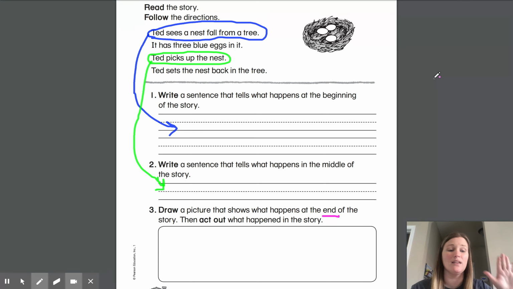So at the beginning, what happened first was Ted sees a nest fall from a tree. The middle of the story was that Ted picks up the nest. What happens last? You guys are looking for that last.